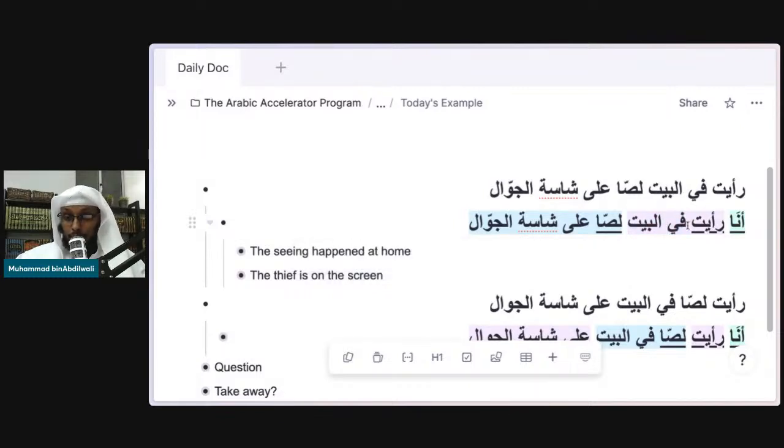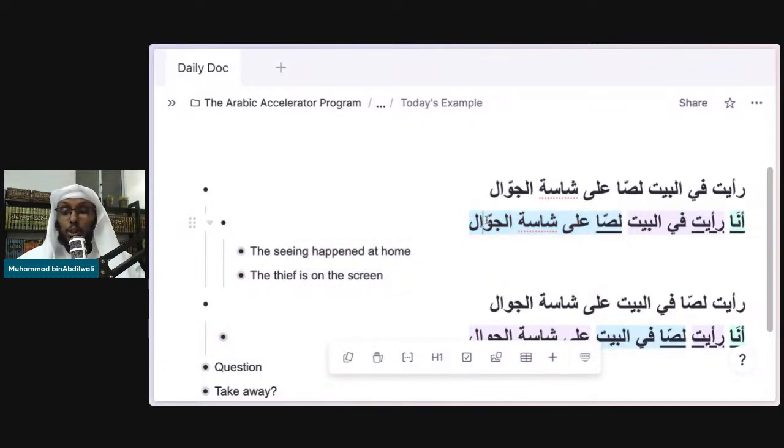Fil bayt. Now this fil bayt cannot be an adjective for lissan. Why? Because in Arabic, the adjective always comes after the noun. So fil bayt cannot relate to lissan. It's not possible that we say the thief is in the house. No, the thief is not in the house. Rather, the thief is ala shashat al-jawal. He's on the screen, so there's no need to panic.